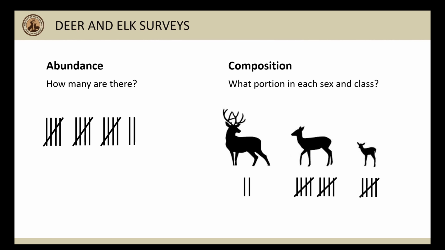Buck-doe fawn and bull cow-calf ratio estimates come from composition surveys. These ratios are usually presented as the number of bucks or bulls and fawns or calves per 100 does or cows. In this example, the ratio would be 20 bucks and 50 fawns per 100 does.